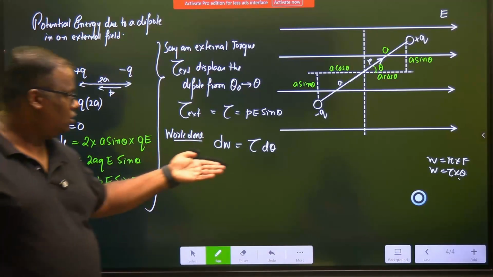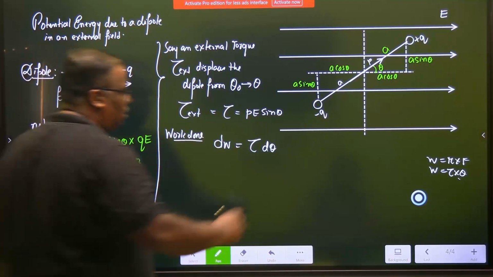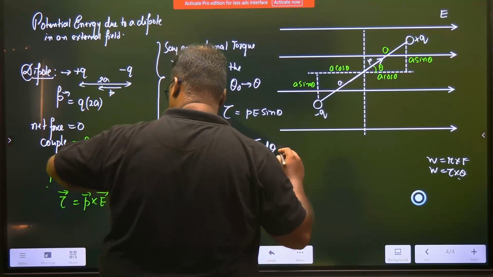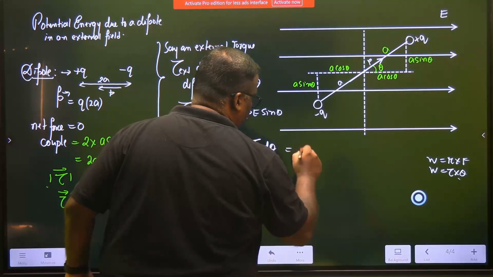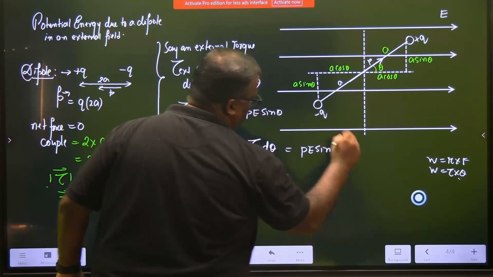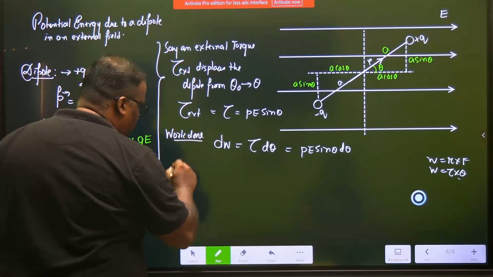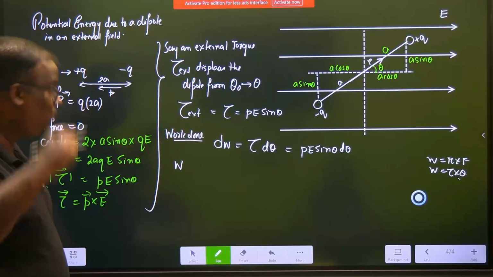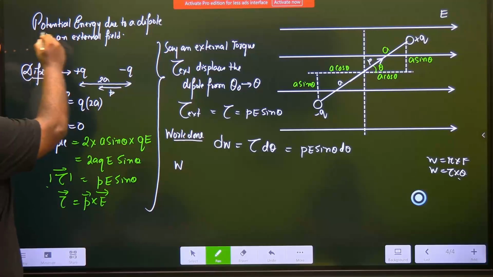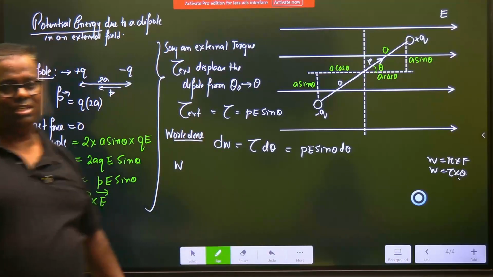Small work is equal to the torque multiplied by d theta. What is the torque? The torque is PE sine theta, so dW = PE sine theta d theta. Is this understood? Now, why are we calculating work done? We want to find out potential energy. Whatever work we do will be stored as potential energy.